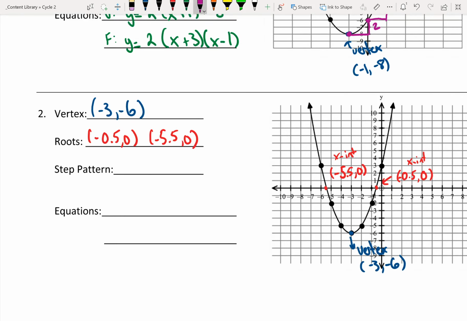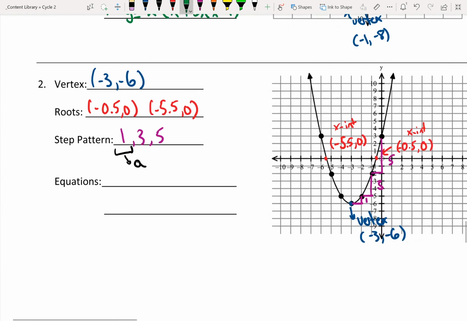And our step pattern, we see we go over 1, up 1. So that first step is 1, then we go over 1, up 3. We go over 1, up 5. So our step pattern is 1, 3, 5. And we can see that this doesn't change from our original 1a, 3a, 5a. And looking at that first value, we have an a value of 1. So let's put this together into our two forms, our vertex form and our factored form.